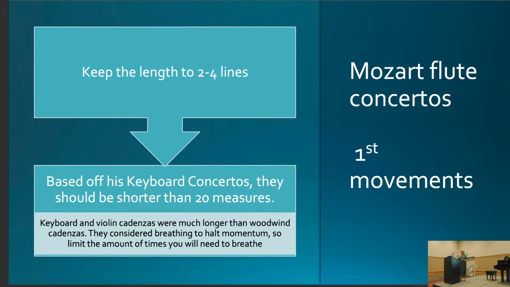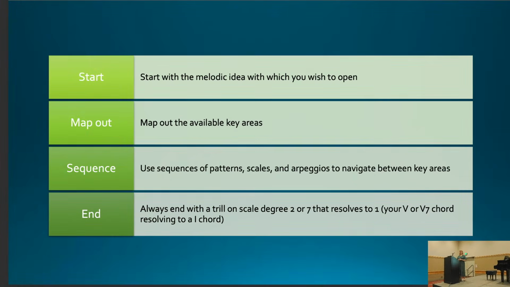So when you're composing, start with the melodic idea you begin with. Pick your theme first, right? Map out your available keys. Figure out the sequence and patterns that you want to use to navigate between the keys you want to use. And always end with a trill on scale degree 2 or 7 that resolves to 1. This is going to be your 5 or 5/7 chord that resolves to a 1 chord.